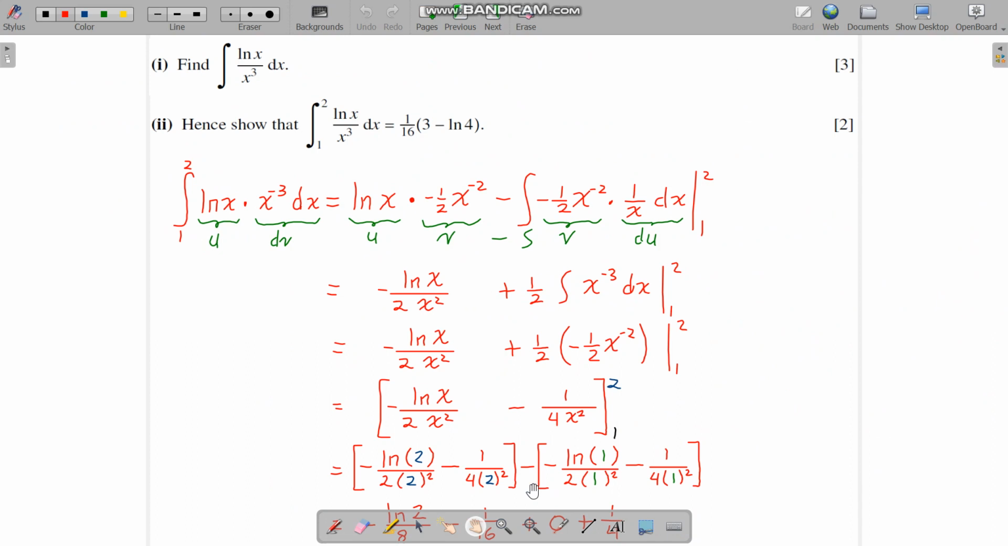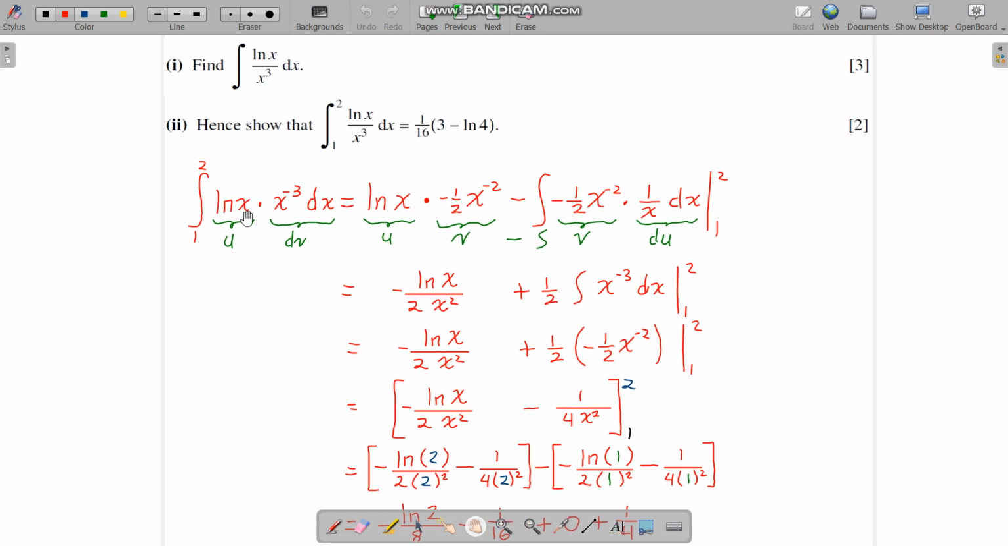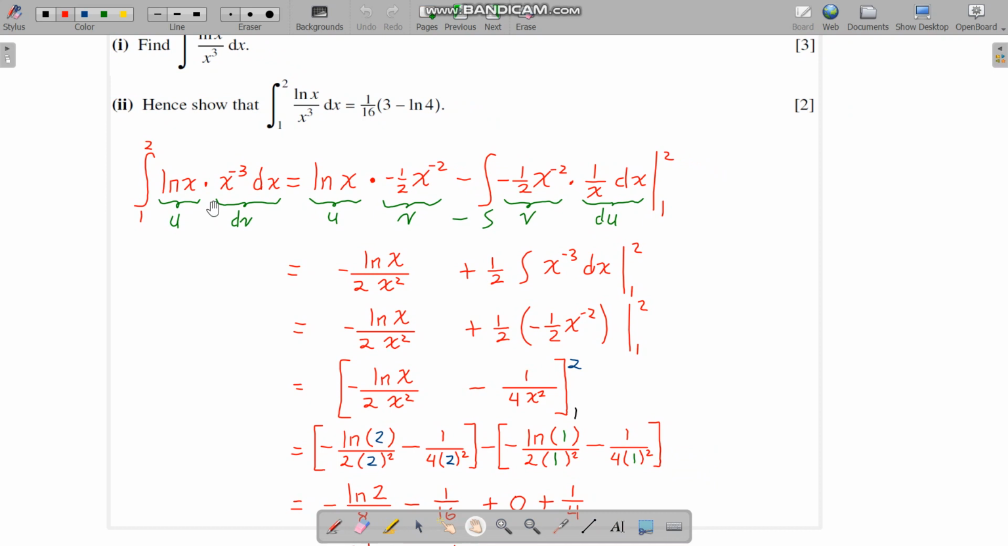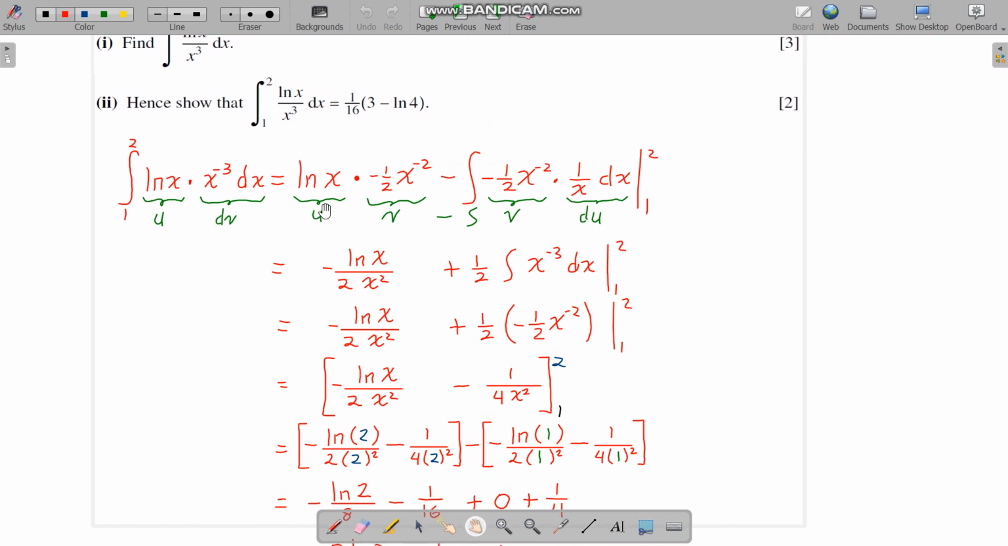Now the integration by parts. We have to identify the u and the dv. The u is ln x because we can find the du, or we can differentiate. If you choose this to be the dv, it's just complicated to integrate ln x. So we use ln x to be the one we differentiate.